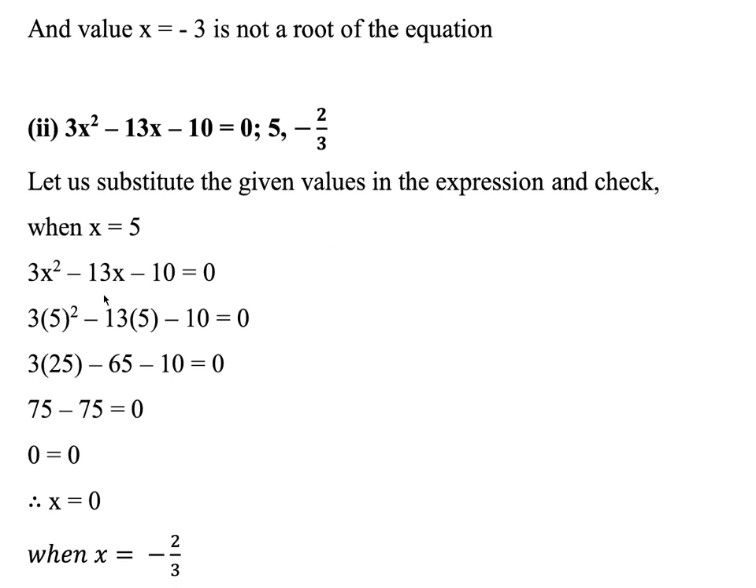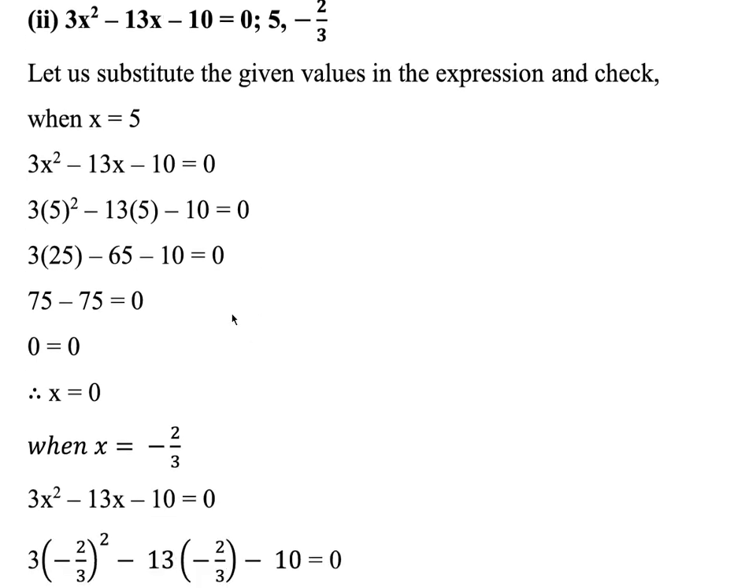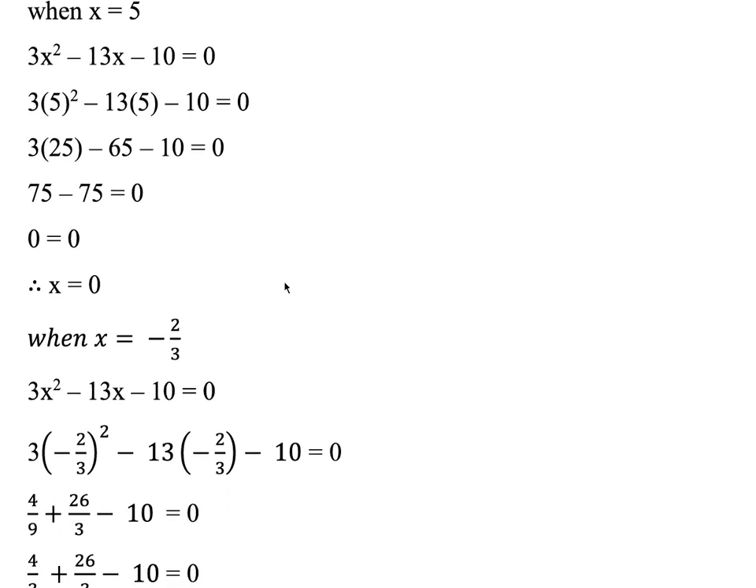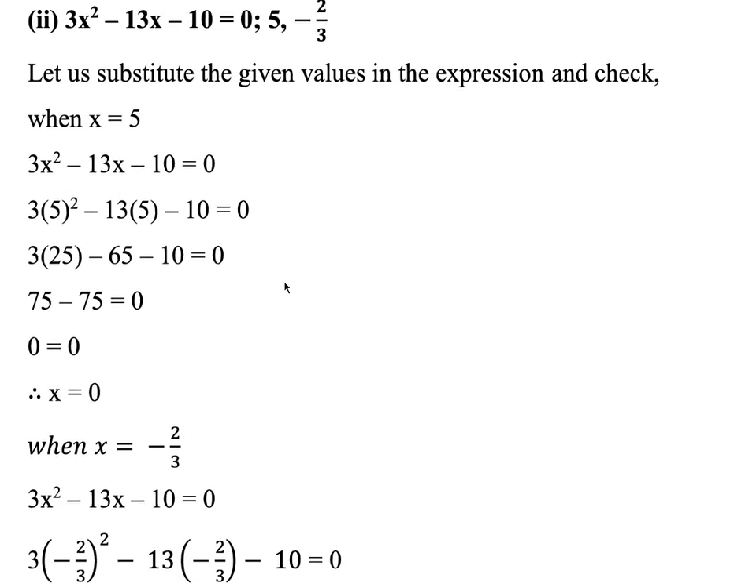So 3x square minus 13x minus 10 is equal to 0. So we will write 5 in place of x. So 3 into 5 square minus 13 into 5 minus 10 is equal to 0. So on a little bit of simplification on the left hand side, you will get 0. So we can say that 5 will be the root of this particular equation.